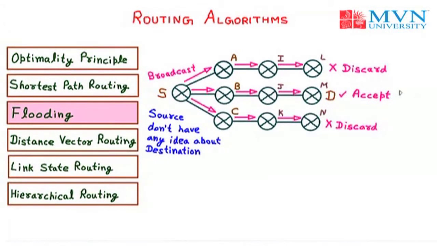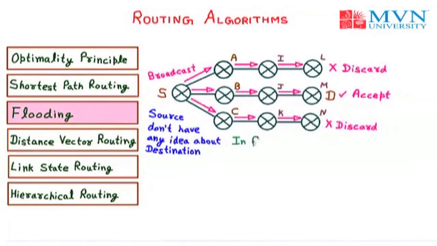That is exactly the same as a flood in the rainy season. That's why we name it flooding: rain doesn't have any direction and a flood doesn't have any direction. So the networking term flooding is taken from the flood in the rain. So that is all about flooding.